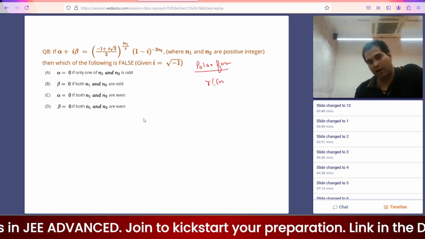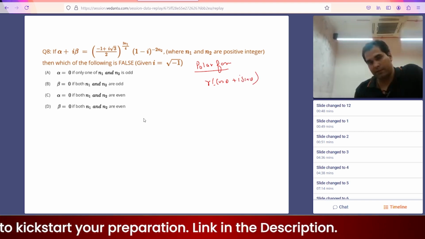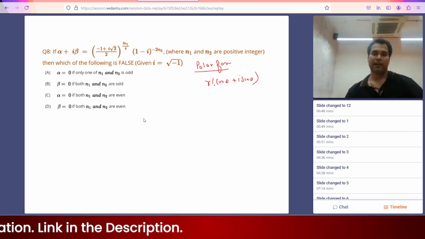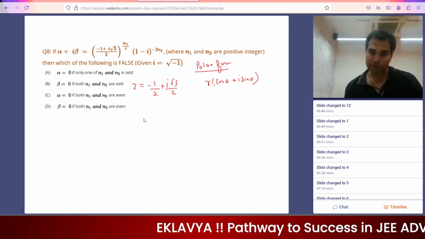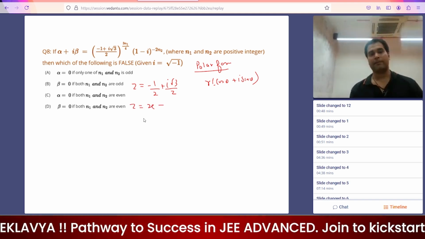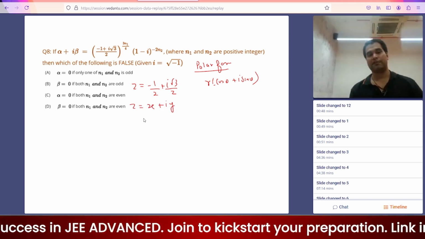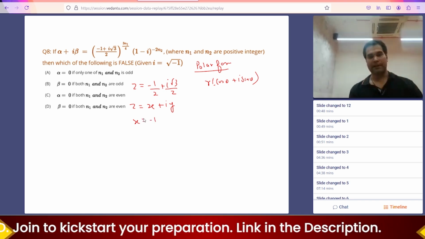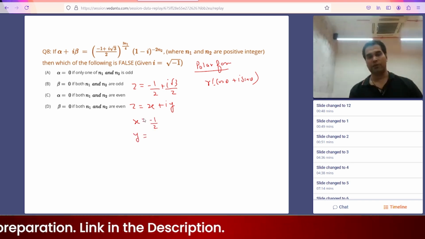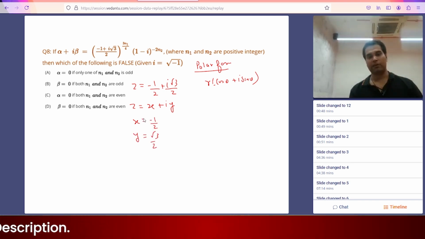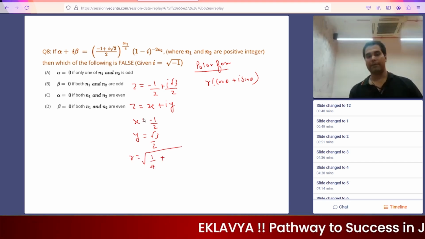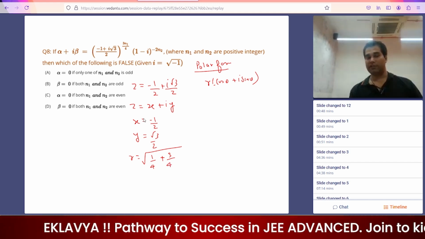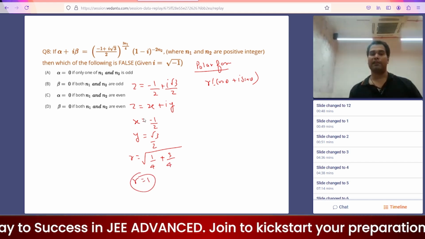Polar form is r(cos theta + i sin theta). Here the complex number is given as z = -1/2 + i√3/2. Comparing with z = x + iy, x is -1/2 and y is √3/2. R is the modulus, the root of real part squared plus imaginary part squared, which is 3/4 + 1/4 = 4/4, so r is 1.